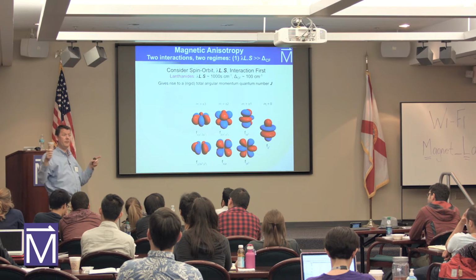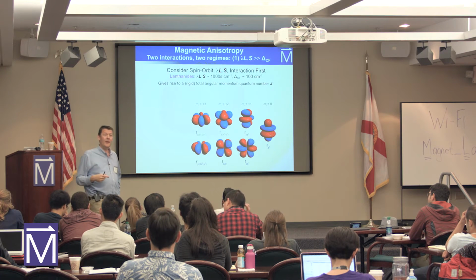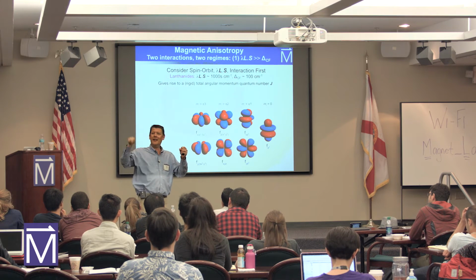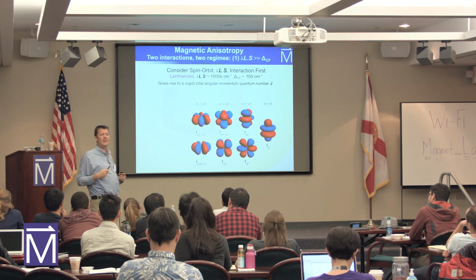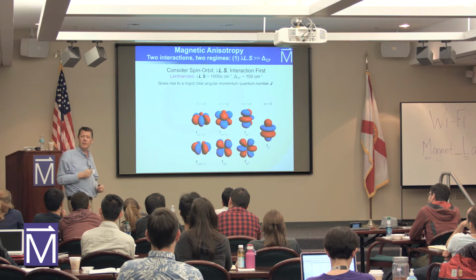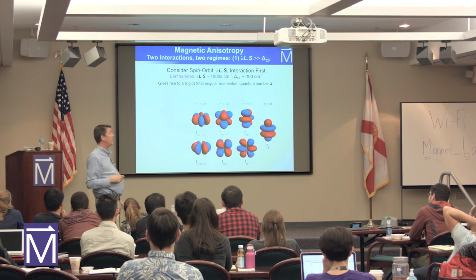Because if you have no crystal field, the atom is just free to rotate. There's no anisotropy. If the atom is locked in by the crystal field, but there's no spin-orbit interaction, then the electron is totally spherically symmetric. So when you put these two things together, you get the magnetic anisotropy associated with the electron itself. And it's the interplay between these two interactions that's going to be very important.